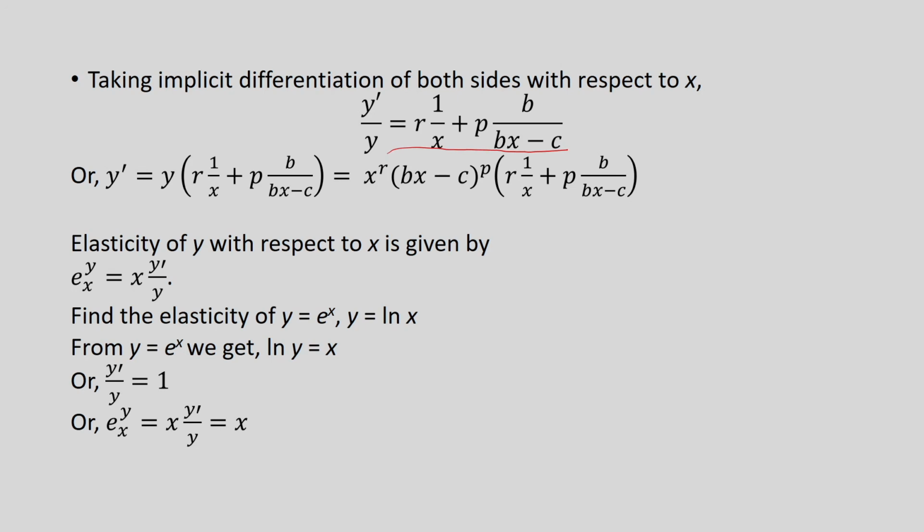And from this I get y dashed, because I have to find out y dashed at the end of the day. So, y dashed will be y multiplied by the expression on the right hand side. So, it is equal to y multiplied by (r divided by x plus p multiplied by b divided by (bx minus c)), and then I expand the y, this is the y. So, I get this expression as my y dashed.